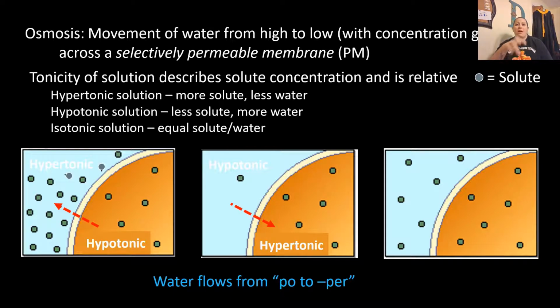This could cause the cell, if it doesn't have that protection of the cell wall, to expand and eventually burst. Okay. Now in the third one, with it being isotonic, the water is just going to move back and forth at an equal rate. Okay. No change to the cell is going to occur.